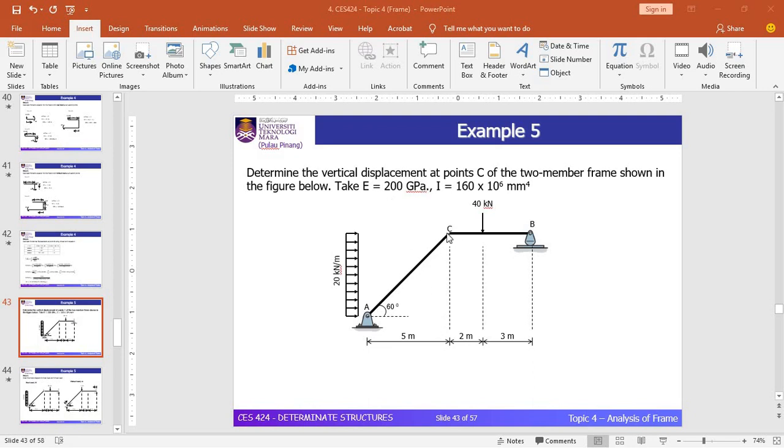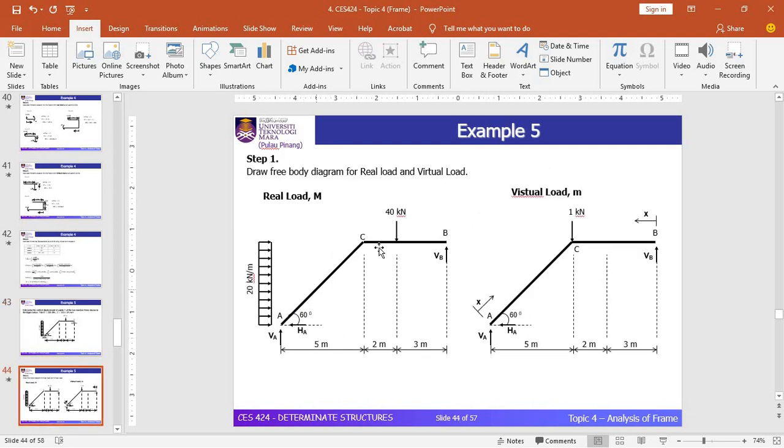So as usual, for the virtual method, you need to have two diagrams, which is a real diagram and a virtual diagram. The real diagram is based on the actual loading in the question. Meanwhile for the virtual diagram, you need to apply 1 unit load vertically at joint C, since the question is about the vertical displacement at joint C.